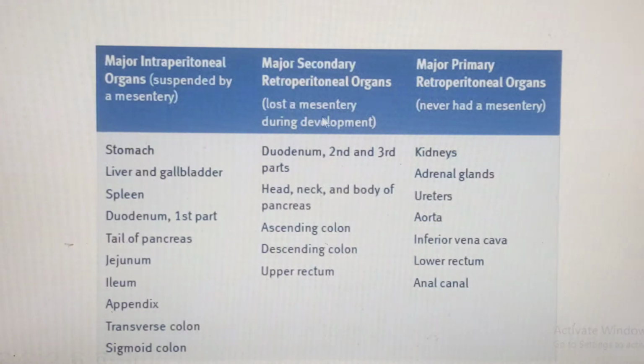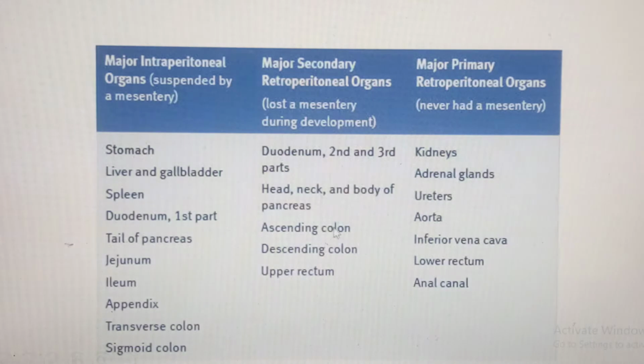Then the next one will be the secondary retroperitoneal organs. Now the word secondary means that originally they were intraperitoneal organs, but they lost their mesentery during development, and they will include the remaining portions of the duodenum. Okay, then it will also include, yes, we talked about the head of the pancreas, its neck, body, except the tail, because it said the tail will be an intraperitoneal organ.